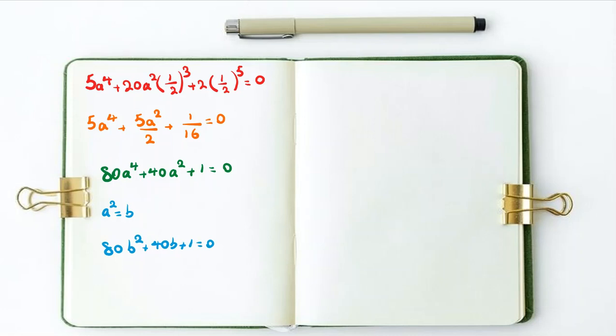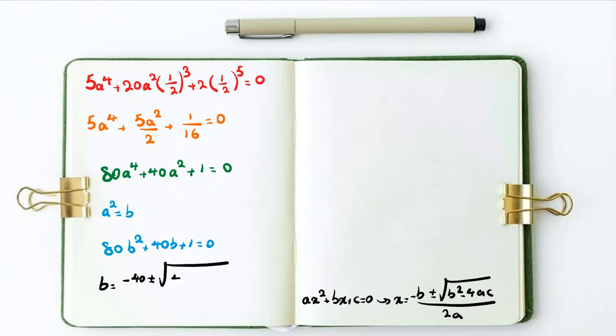Now here we should use the quadratic formula. And the quadratic formula is what? If we have ax squared plus bx plus c equal to 0, then x equal to negative b plus minus square root of b squared minus 4ac, all over 2a. And as you can see, it is a quadratic equation in terms of x. Here it is a quadratic equation in terms of b. So if you write b here, equal to negative 40 plus minus square root of 40 squared minus 4 times 80 times 1, negative 4ac, all over 2a, which is 2 times 80.